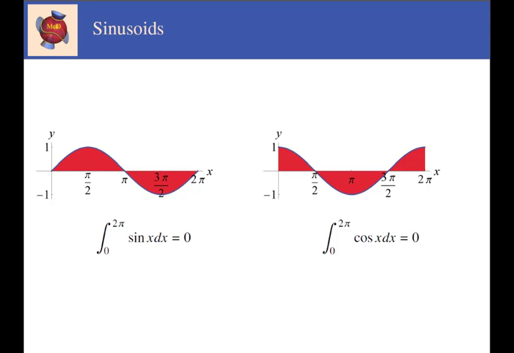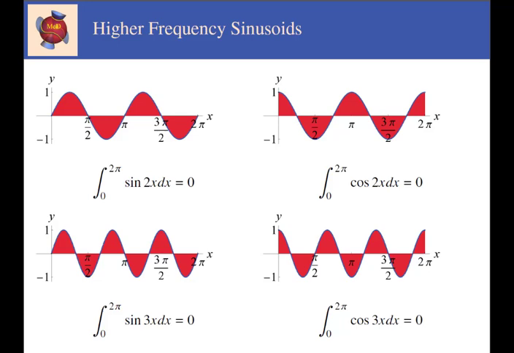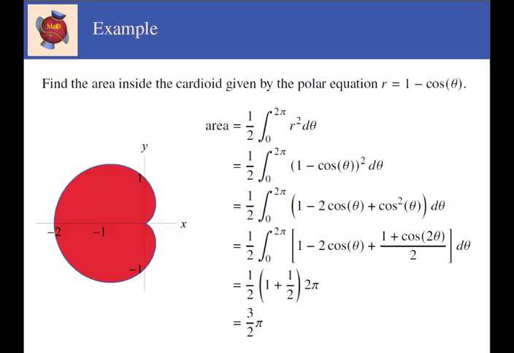The positive and negative areas exactly cancel each other out. Also, if you have the integral of a sinusoid over an integer multiple of whole periods, then the integral is also 0. Now let's look at some examples of these shortcuts in action.